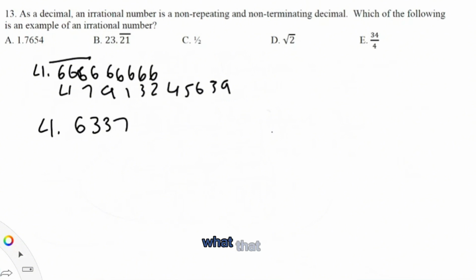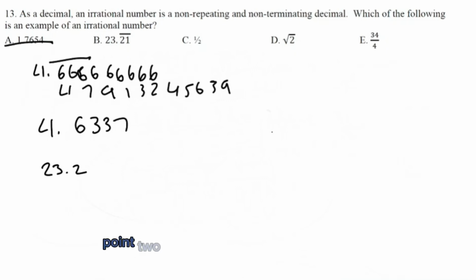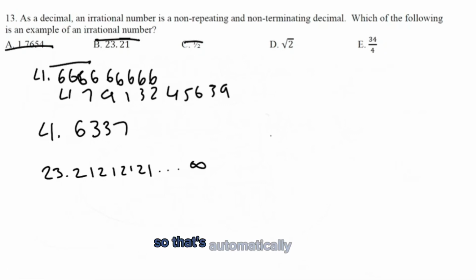Now that you've seen what that is, we need to find out which one does not repeat and does not terminate, having both of those qualities. First up, 1.7654. That stops because it doesn't go any further, so it's not A. Next, 23.21 repeating. That means the number would be 23.21212121 to infinity. So that's not it, because that is a repeating one. Next, 1/2. That's a fraction, so that's automatically not it.